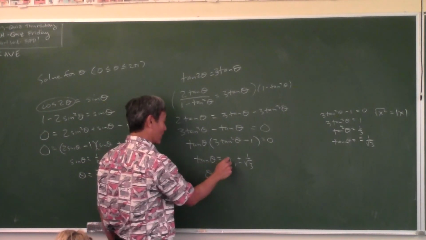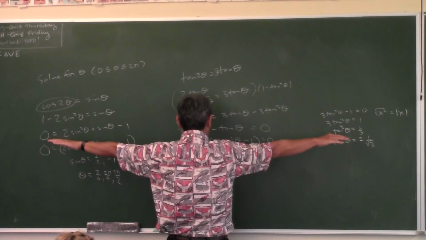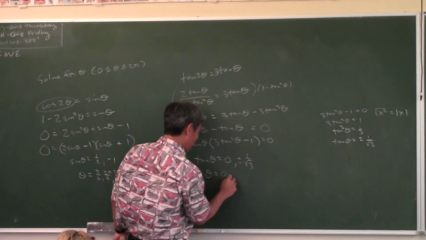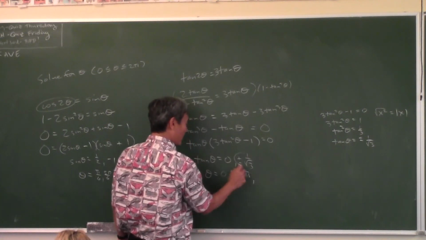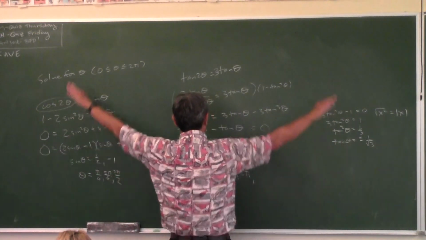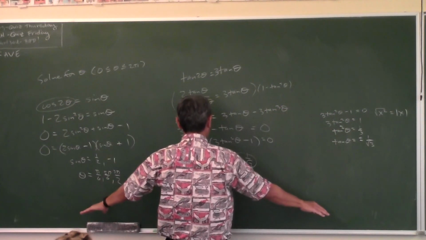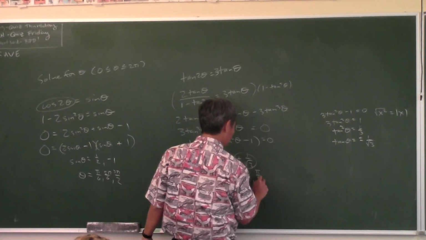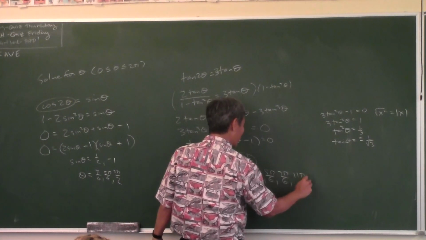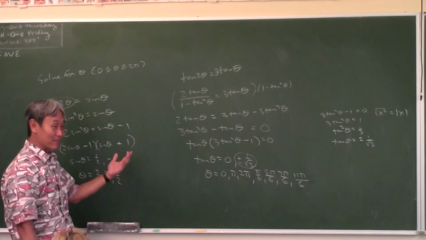Tangent of what angle is 0? 0, pi, and what? Yeah, so 0, pi, and 2 pi. And then what about this? Tangent of what angle is either plus or minus 1 over root 3? So what is that? Pi over 6, 5 pi over 6, 7 pi over 6, 11 pi over 6. Oh, Mr. Park, it's 7 answers. Yeah, it still happens sometimes.